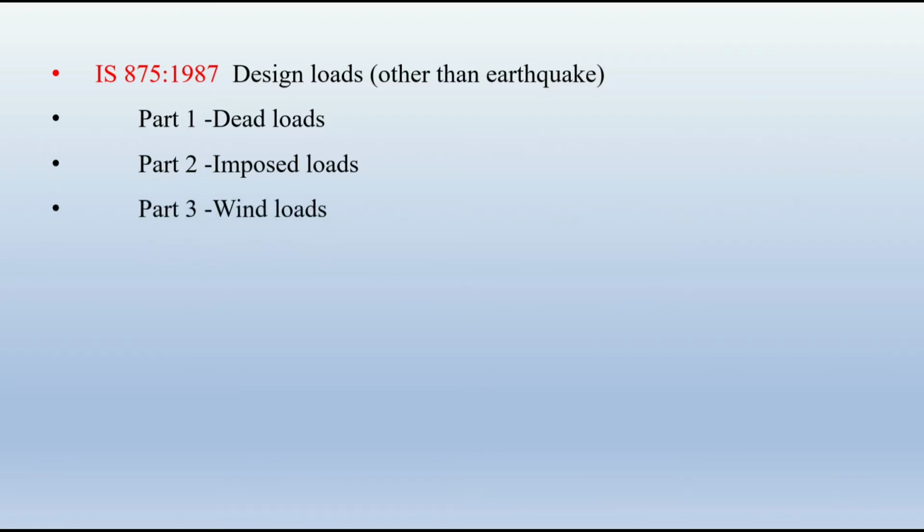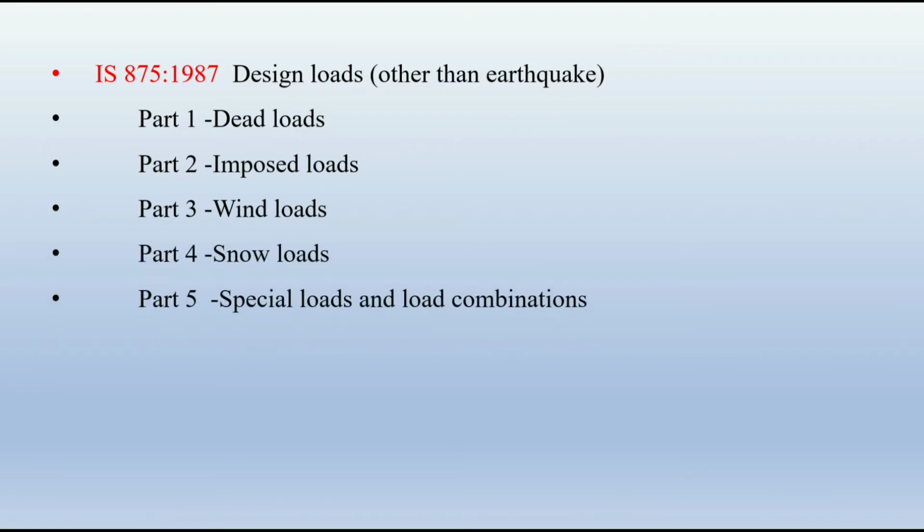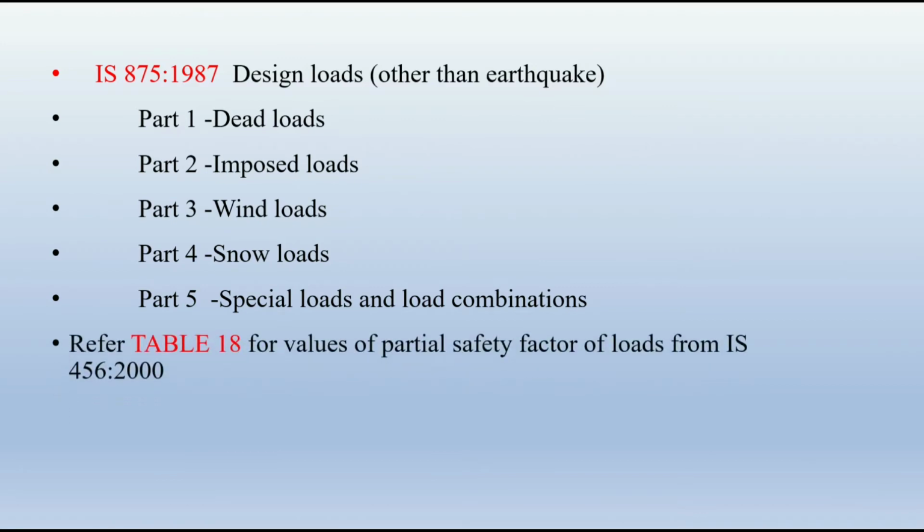For wind loads we take part 3. For snow loads we take part 4. For other special loads and the above four combinations we use part 5. And we can also refer to table 18 for the partial safety factor of these loads from IS 456, and you can also refer to these clauses for the partial safety factor of these loads.